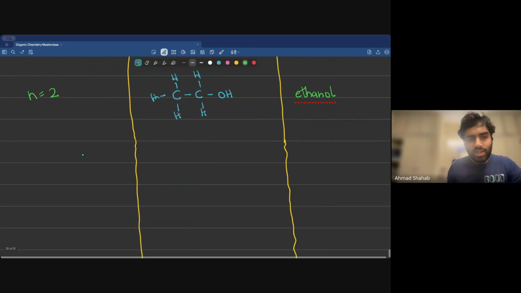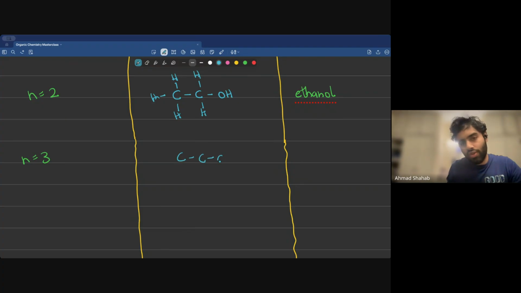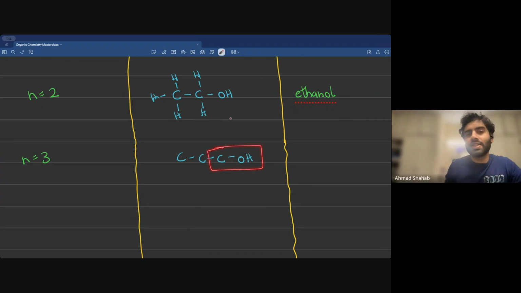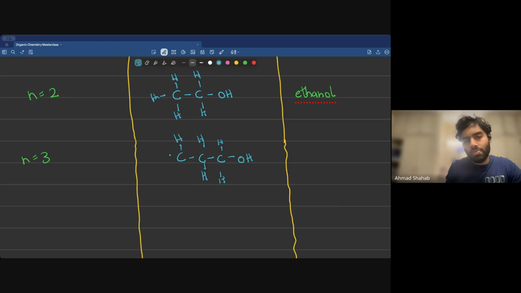All right. So another example, let's say n is equal to 3. We have 1, 2, 3, and this is absolutely essential. Why? Because this is the functional group of alcohols, and then we fill the other bonds. And what will be the name of this compound? The name of this compound will be propanol, right? So on and so forth.